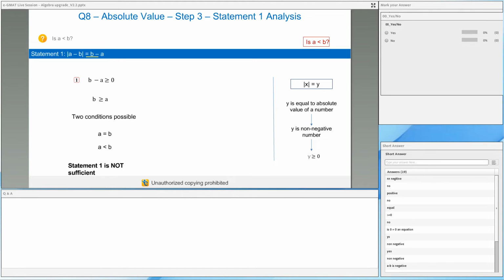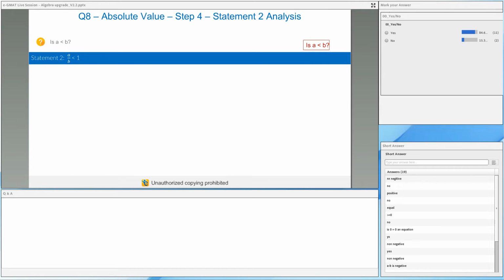Now tell me guys, is this clear? So the mistake that most of you made was you simply thought B minus A will be positive, nothing else. Okay, I can see it's clear to most of you. Would request you to kindly mark yes or no so that it helps me understand.